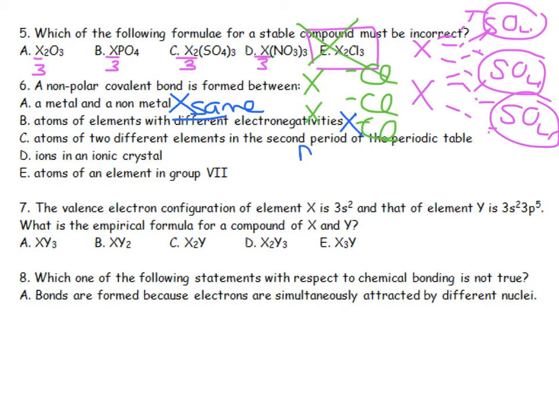Atoms of 2 different elements in the second period of the periodic table. I mean, that could just as easily be magnesium chloride, and that's definitely not a covalent or non-polar covalent bond. So the second period is going all the way along. No. Ionic, definitely not when you're looking for non-polar covalent.